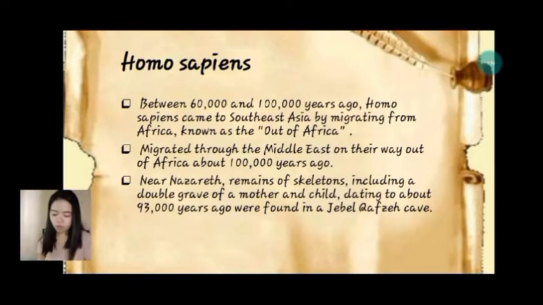So next is the Homo sapiens. Between 600,000 and 100,000 years ago, Homo sapiens came to Southeast Asia by migrating from Africa. Nag-migrate lang daw yung Homo sapiens. Noon ay nasa Africa sila, then lumipat lamang sa Southeast Asia kung saan sila ay nakilala bilang out of Africa. They migrated through the Middle East on their way out of Africa about 10,000 years ago.